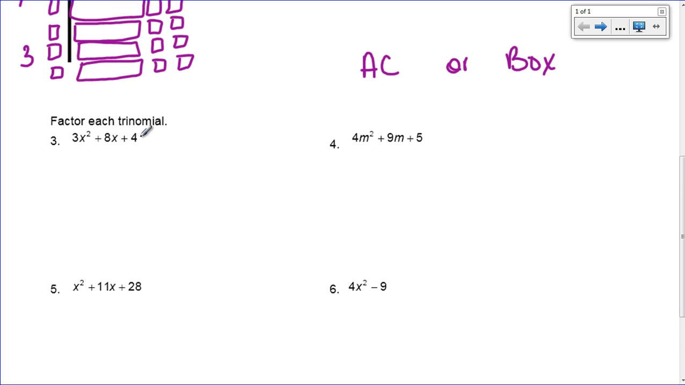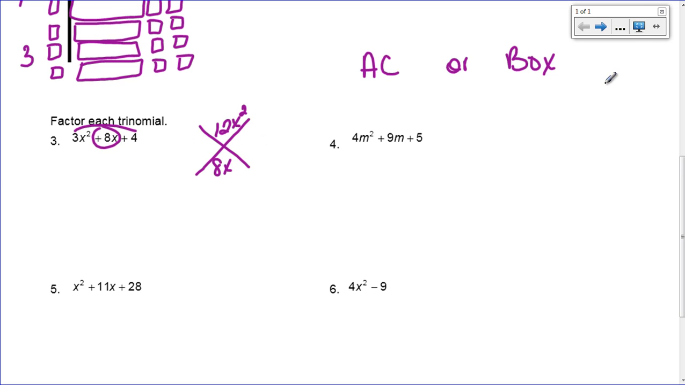And the first thing you do in the AC method is you take the A and multiply it times the C. And I'm going to draw this x here, and it's going to serve a purpose. So when I do 3 times 4, it makes 12. And it actually makes 12x squared when I multiply 3x squared times 4. So up here is going to be my 12x squared. That's what I multiplied to equal. Down here in the bottom part of my x is going to be this middle term, 8x.